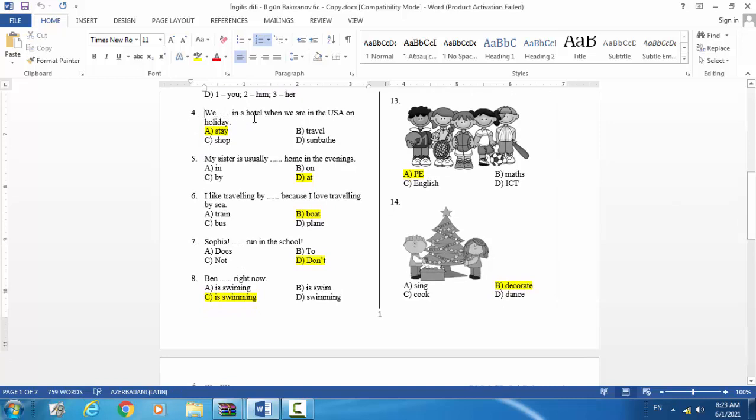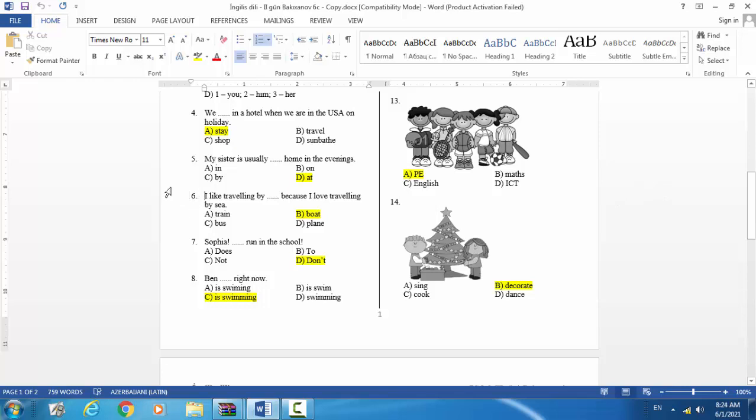Question 4. Stay in a hotel is the best expression matching this sentence. So variant A is correct answer for this question. We stay in a hotel when we are in the USA on holiday. Question 5. We usually use at with the word home. My sister is usually at home in the evenings. Variant D is correct answer for this question.